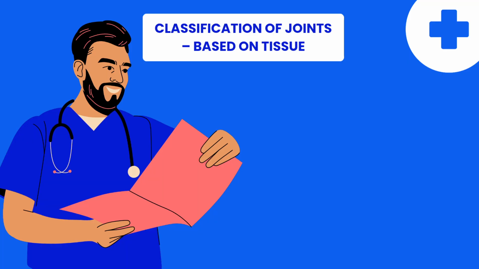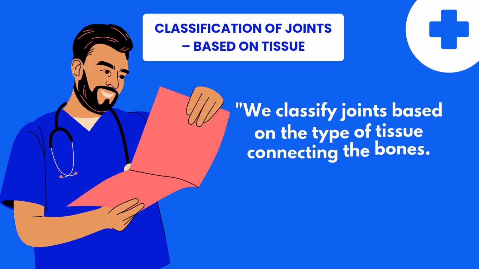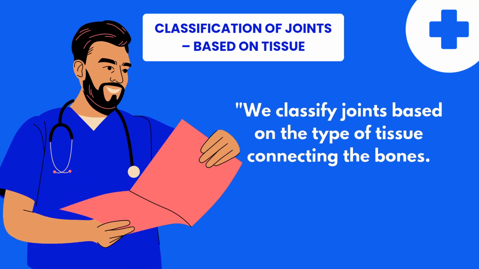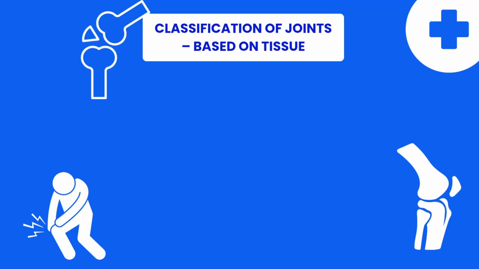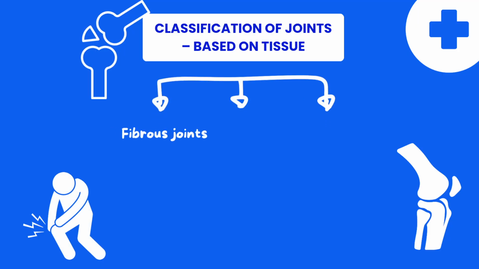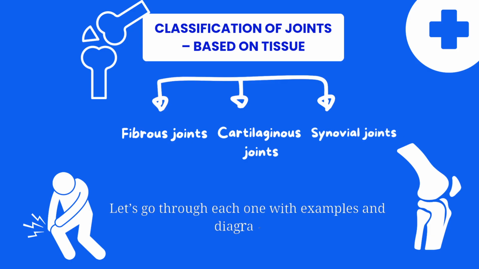Classification of joints, based on tissue. We classify joints based on the type of tissue connecting the bones. And according to that, we have three main types. 1. Fibrous joints. 2. Cartilaginous joints. 3. Synovial joints. Let's go through each one with examples and diagrams.